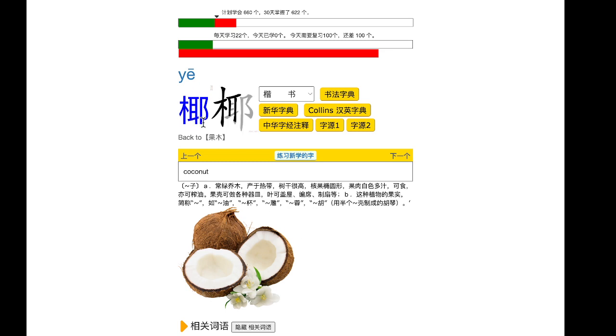And this on the right is also 椰. It's the one that we don't really use in any case except for transliterations. For things like 耶稣, which is Jesus, or 耶律, which is Yale, things like that.